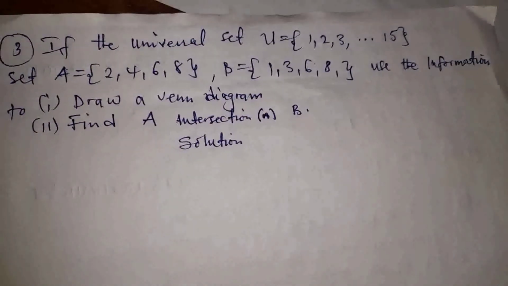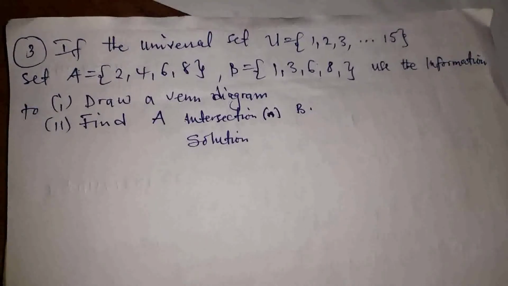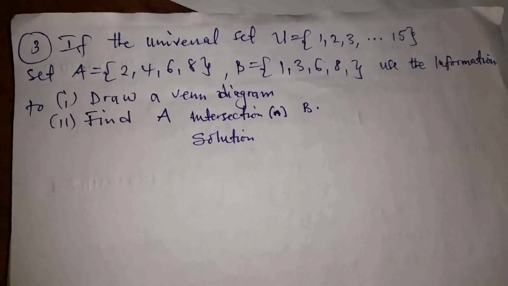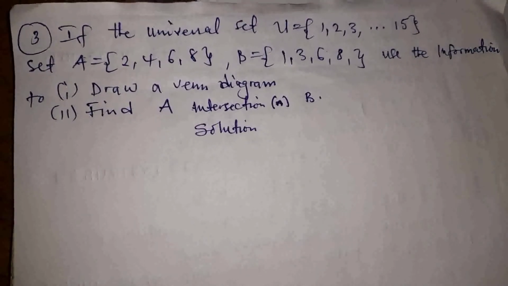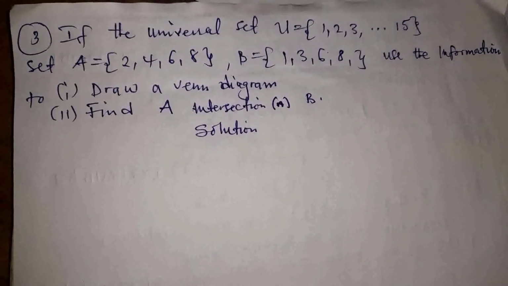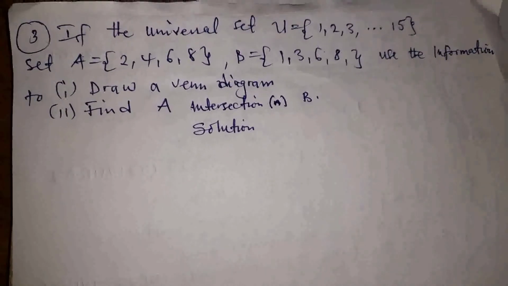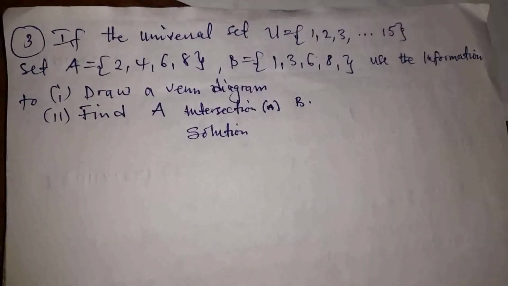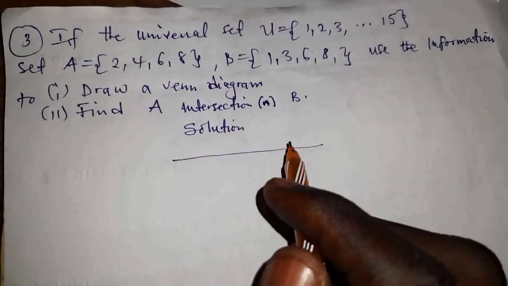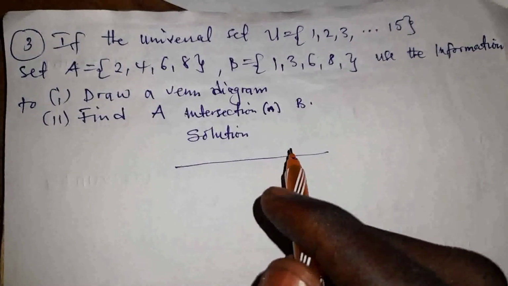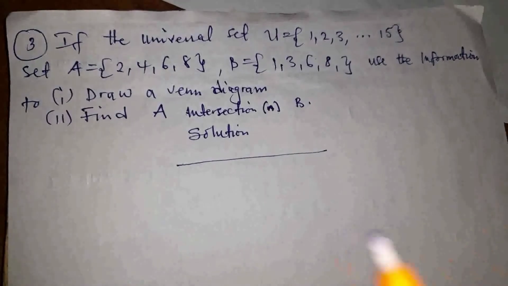Okay, good. So the third question reads, if the universal set U is 1, 2, 3 up to 15, set A is 2, 4, 6, 8, and set B is 1, 3, 6 and 8, now use the information to draw a Venn diagram. I think now we are all familiar with how to draw a Venn diagram, but still, you can pause the video and try the question, especially for learners. Then after, you can continue playing it.